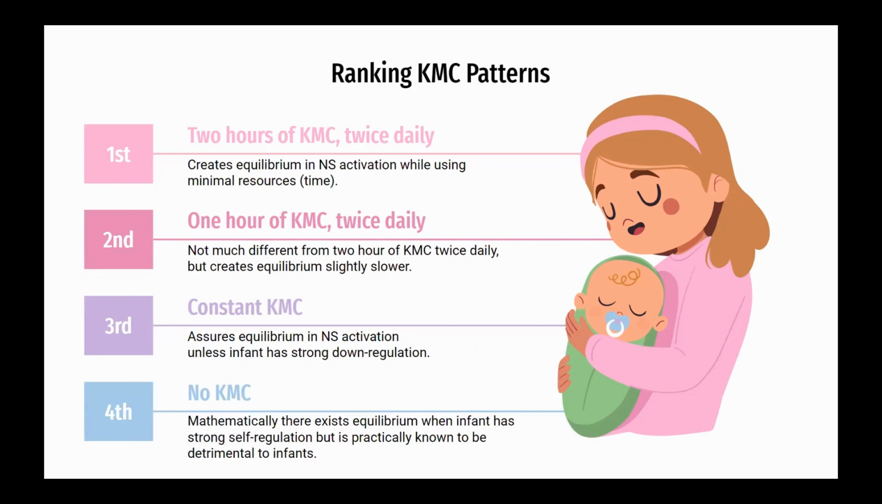1 hour of KMC fell in second because it uses a similar amount of resources but does not reach equilibrium in the first month in a situation where a baby does not have extremely strong self-regulative practices. And constant KMC is in third despite its ability to reach an equilibrium point quite early on in the baby's life because of the amount of resources required for the mother to provide this level of regulation. No KMC is fourth because while mathematically there exists an equilibrium where the infant has strong enough regulation to sustain itself, it is practically known to be detrimental and often results in high infant mortality.